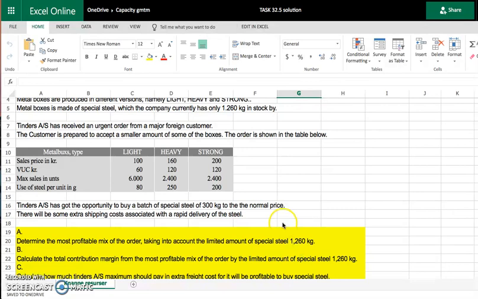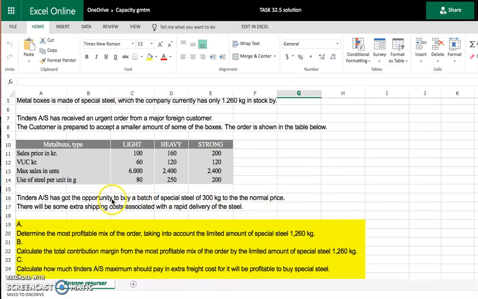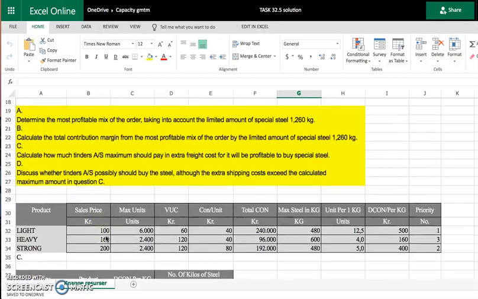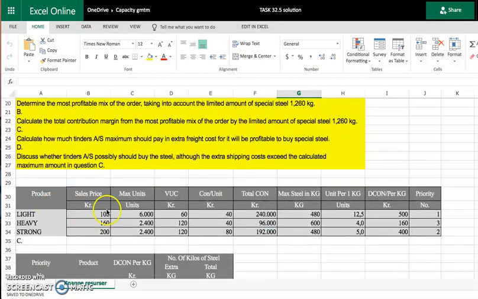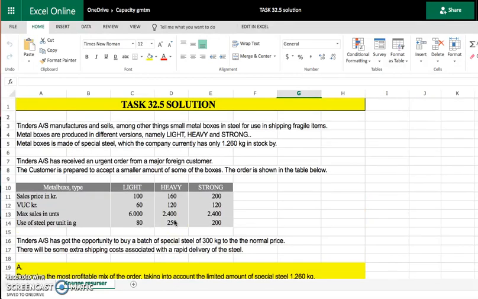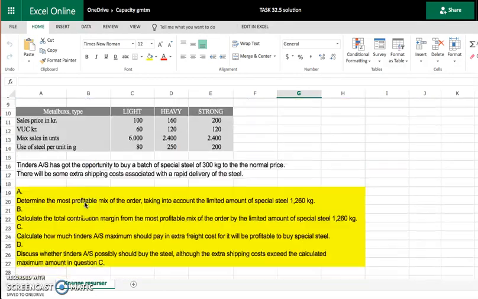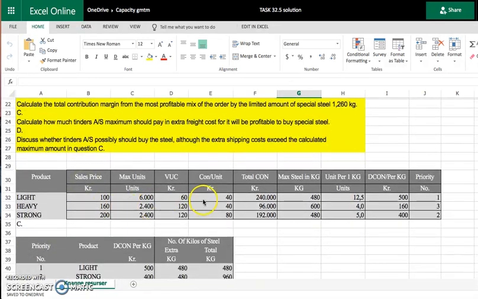So first off, we have this information, and we then align it. We say the sales price, match units, variable unit costs. These are all the information that was given, and then the contribution margin per unit is calculated by taking the sales price and subtracting the variable unit cost. Total contribution is the contribution margin per unit multiplied by the match units.